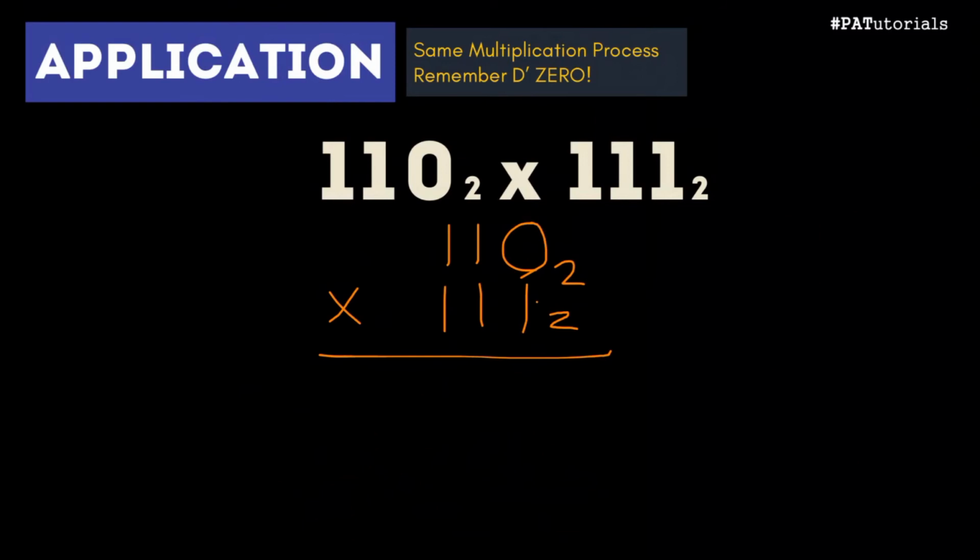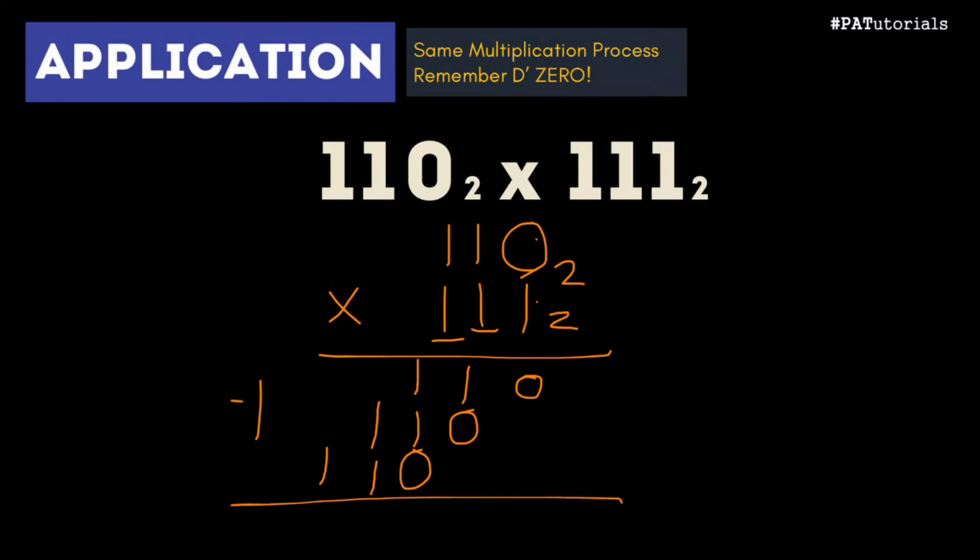So, again guys, that would be 1 times 0 is equal to 0, then 1 times 1 is equal to 1, 1 times 1 is equal to 1. Now, on the second column, that would be equal to 0, 1, 1. On the third column, that would be equal to 0, 1, 1 again. So, if we're going to add this up, bring down lang natin 0, that would be 0, 1, 0, carry 1, 1, 1, 0, carry 1. So, this would be our final answer. Okay?